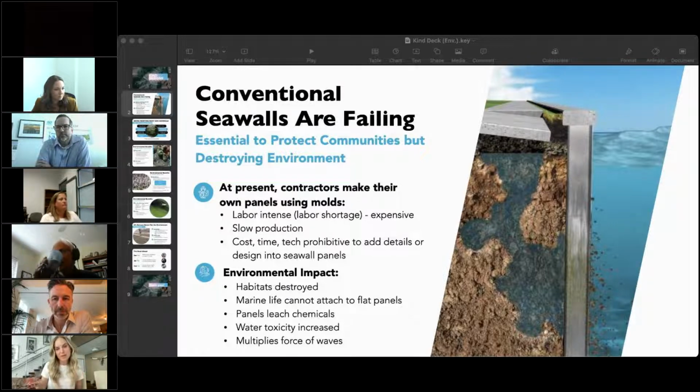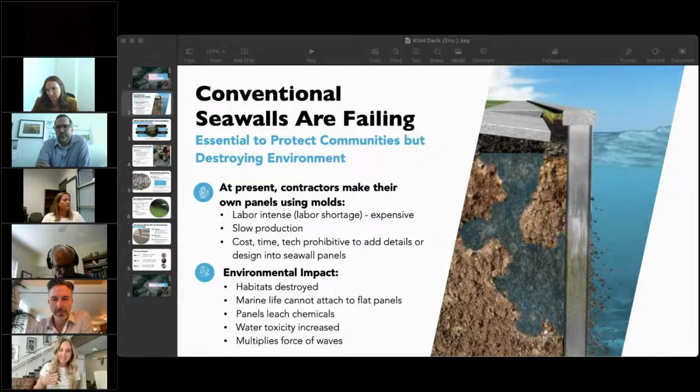So right now, the way seawalls are made is primarily with molds, and molds take like 24 hours per panel. They require a lot of labor, and that really brings up the cost of the production of the panels, and also the whole installation of the seawalls is very expensive and time consuming.